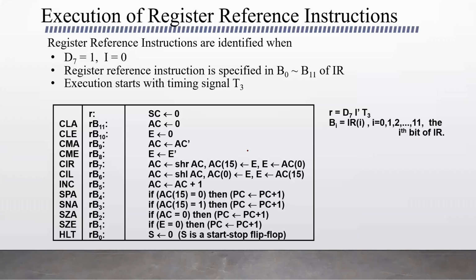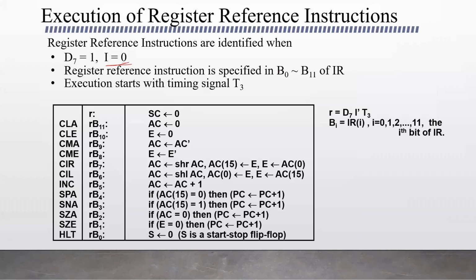And we see how the execution of these instructions is done. Register reference instructions are identified when D7 is 1, correct? D7 is 0 for memory reference instructions. D7 is 1 for register reference and IO instructions. So these are identified when D7 is 1 and I is 0. I is 1 for IO instructions.